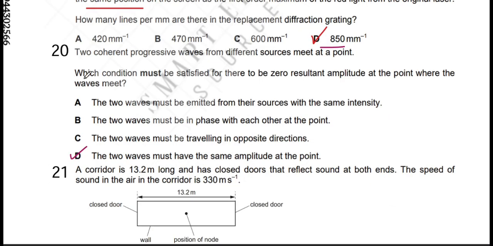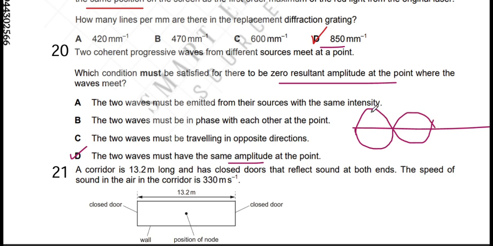Next one, number 20. Two coherent progressive waves are from different sources. Which condition must be satisfied for there to be zero resultant amplitude? If they want zero resultant amplitude where the waves meet, then the two waves must have the same amplitude at that point. If they have the same amplitude, then they will cancel out like this. If one wave is like this with a 180 degree phase difference and the other one is like this, if their amplitudes match, then a minus b would be 0.